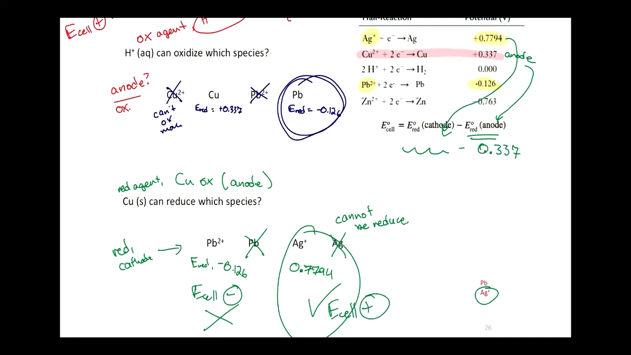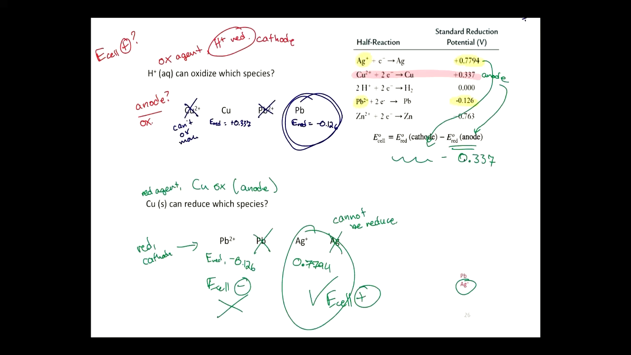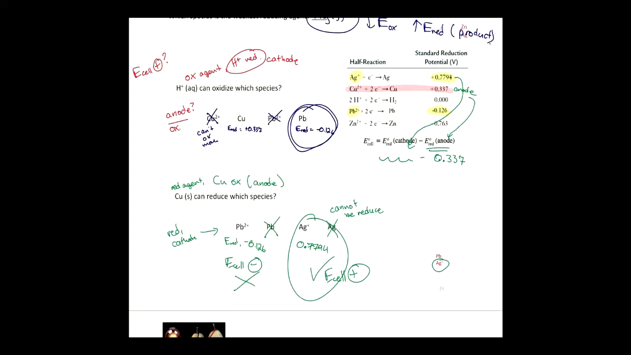All right, so that's how we can use this standard reduction potential table. Remember, they're always given in the reduction form, but in a redox reaction, something is always reduced and something else is always oxidized, and an oxidation reaction is the reverse of a reduction reaction.